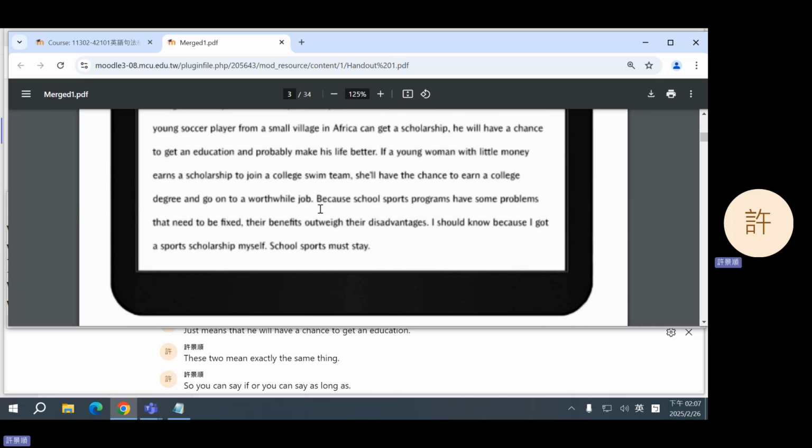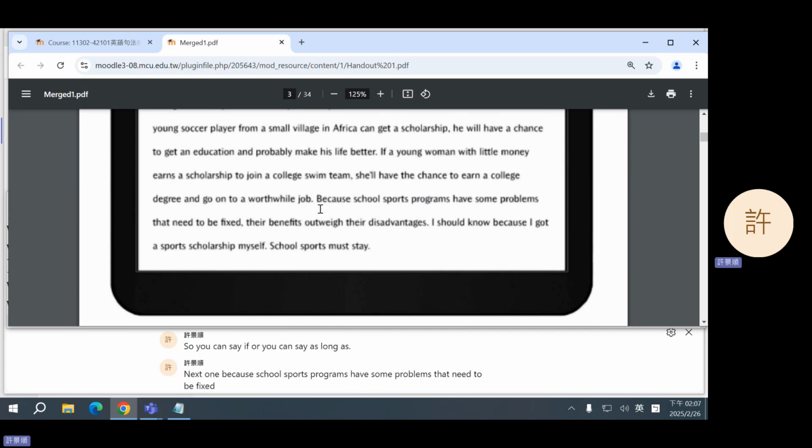Next one. Because school sports programs have some problems that need to be fixed, their benefits outweigh their disadvantages. What's wrong with this, Judy?